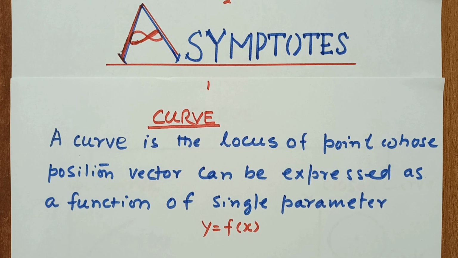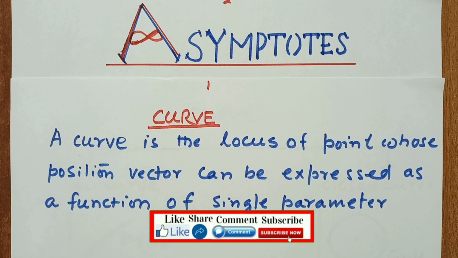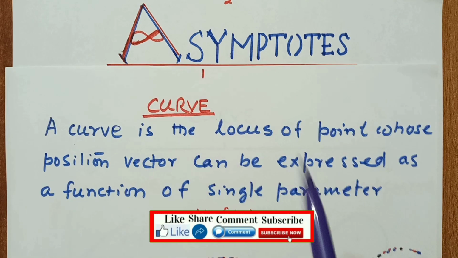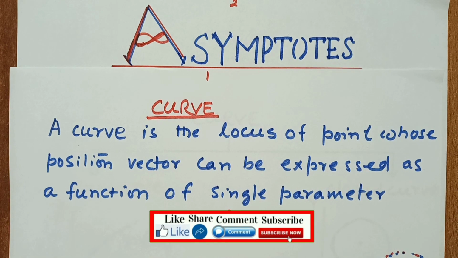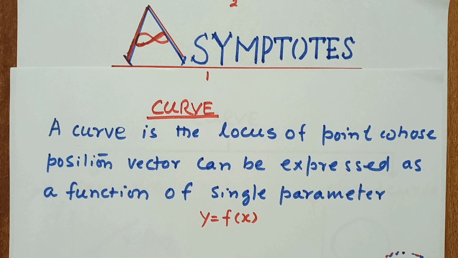Now, today we will be talking about asymptotes. Okay, so what is an asymptote? An asymptote is a tangent line on a curve. Okay, so first we will explain the curve.